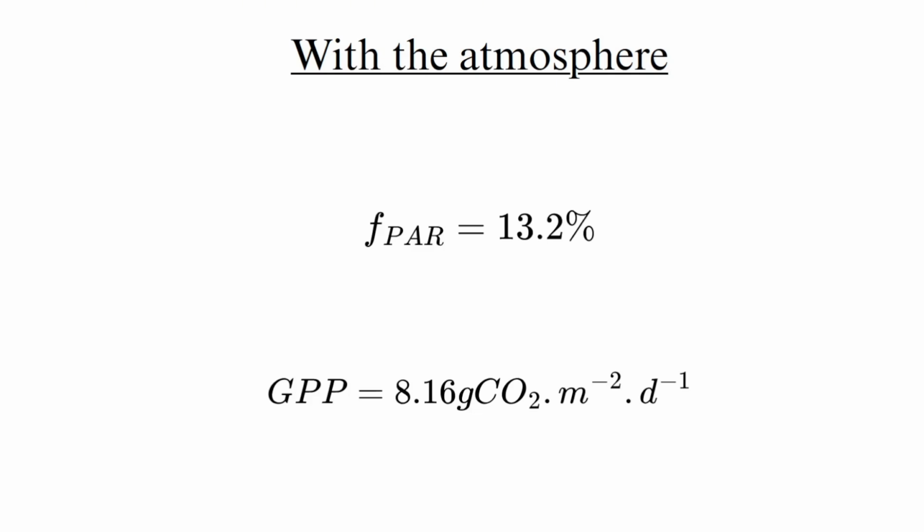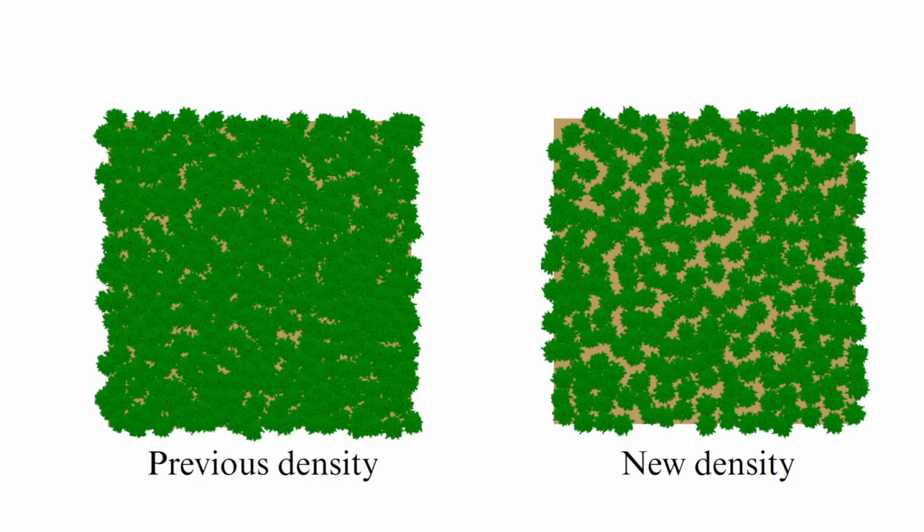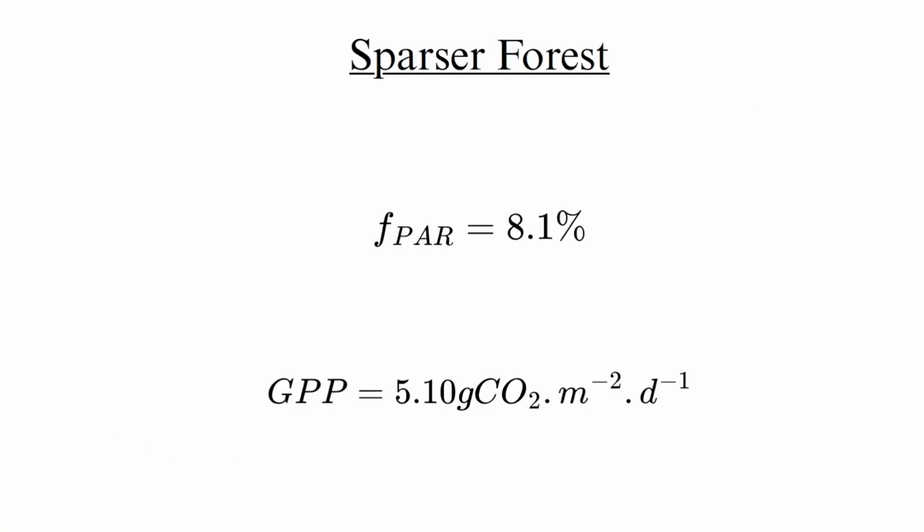That is why we ran a third simulation with the sparser forest. The DART parameters didn't change, only the tree placement. On the left is our previous tree disposition, and on the right is the new one. With this last configuration, we found a value of FPAR of 8.1% and a GPP value of 5.10 grams per square meter per day. By changing the density of our forest, we are getting closer to the value we should have.